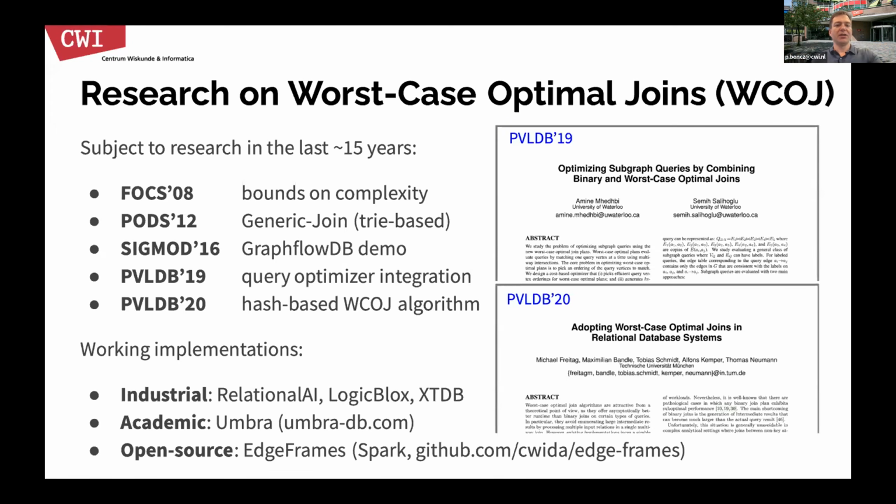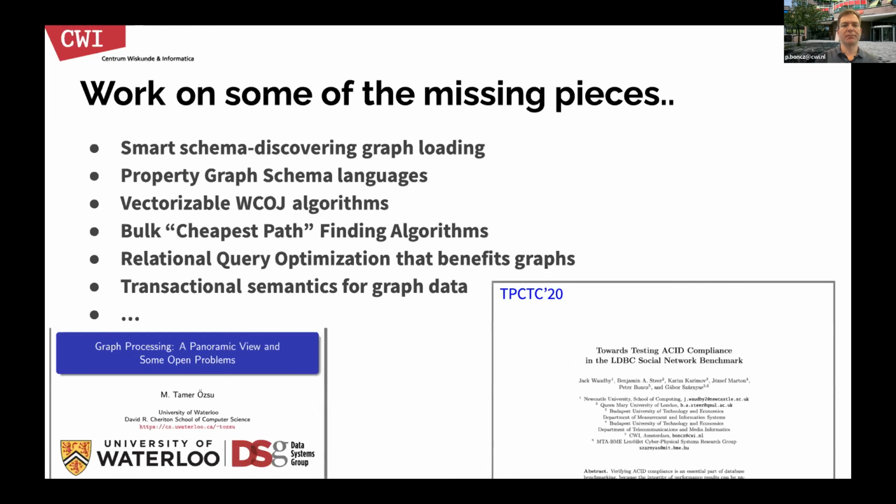So in current industrial systems, we know that there are implementations in the product of RelationalAI, which is a young graph data management company. Well, LogicBlox, I already mentioned this. There's an open source system called XTDB, which also has this, and I'm not sure about the speed of that system. It's implemented in Clojure. In academia, there's Umbra, I mentioned that, and also at CWI we developed something for Spark called EmptyHeaded, where you can do worst case optimal joins in Spark queries.